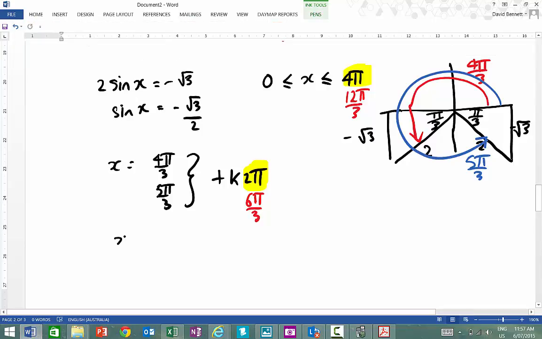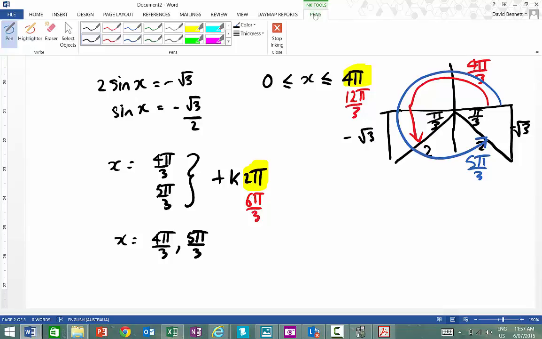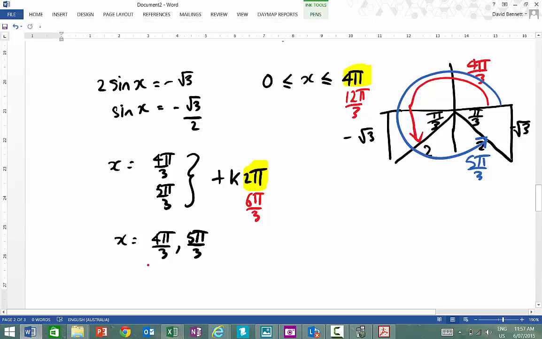Okay, so what we need to now do is simply add our values together. So x is going to be equal to 4 pi on 3 and 5 pi on 3. That's when we have a k value of 0. Our k value could be any value really. Because we're going positive, it has to be a positive value here. It could be a negative value. It could be any integer.